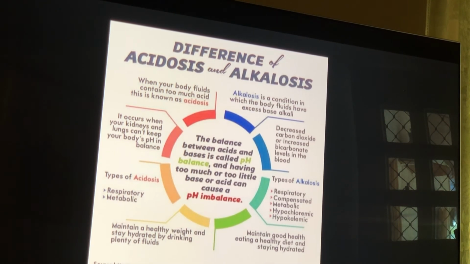Acidosis refers to an excess of acid in the blood that causes the pH to fall below 7.35. Alkalosis refers to an excess of base in the blood that causes pH to rise above 7.45. It can be due to decreased acid or increased base.